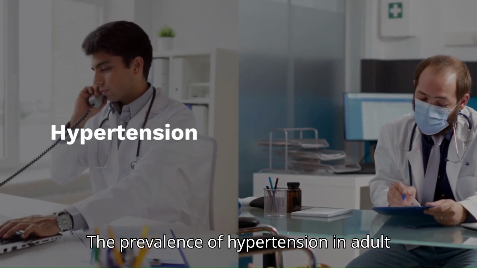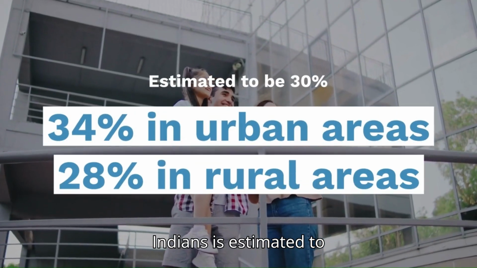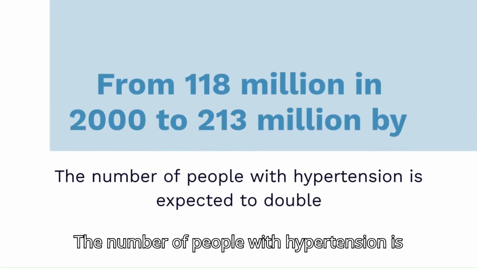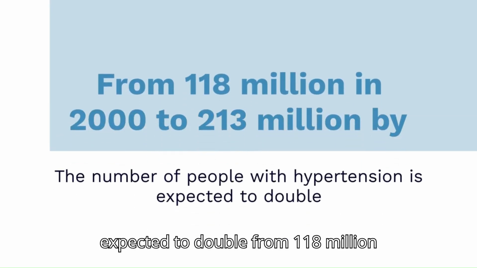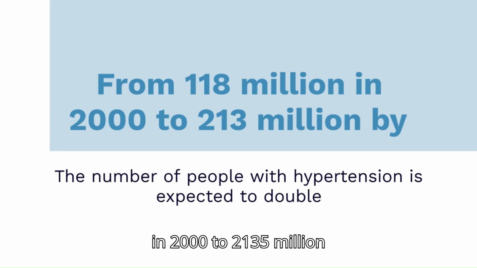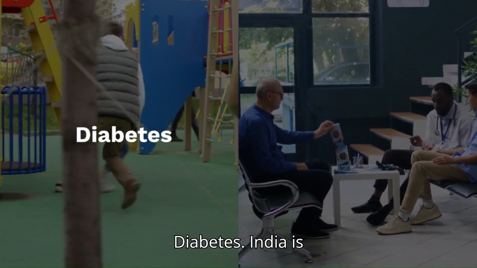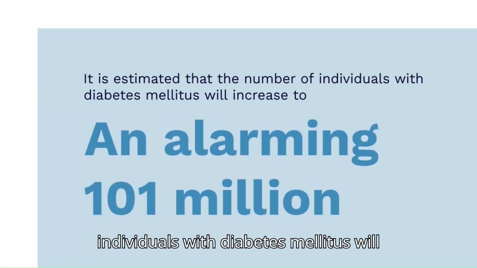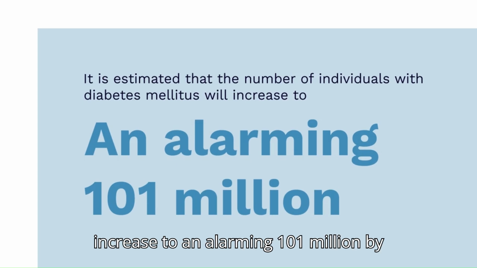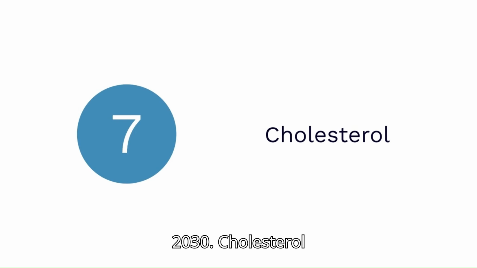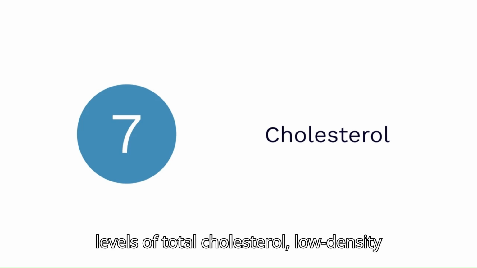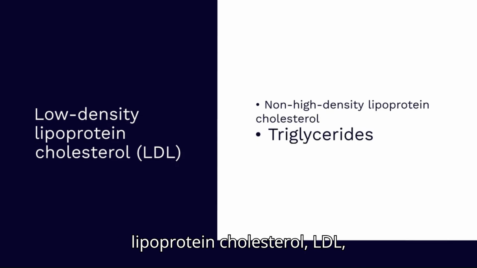Hypertension. The prevalence of hypertension in adult Indians is estimated to be 30%, 34% in urban areas and 28% in rural areas. The number of people with hypertension is expected to double from 118 million in 2000 to 135 million by 2025. Diabetes. India is considered the diabetic capital. It is estimated that the number of individuals with diabetes mellitus will increase to an alarming 101 million by 2030. Cholesterol. Serial epidemiological studies in India suggest a rapid increase in the mean levels of total cholesterol, low-density lipoprotein cholesterol, LDL, non-high-density lipoprotein cholesterol, and triglycerides.